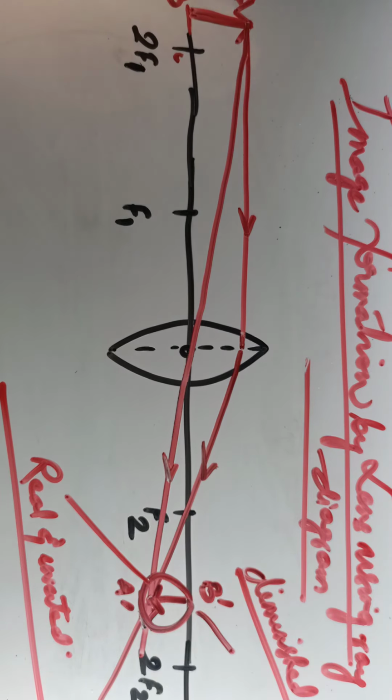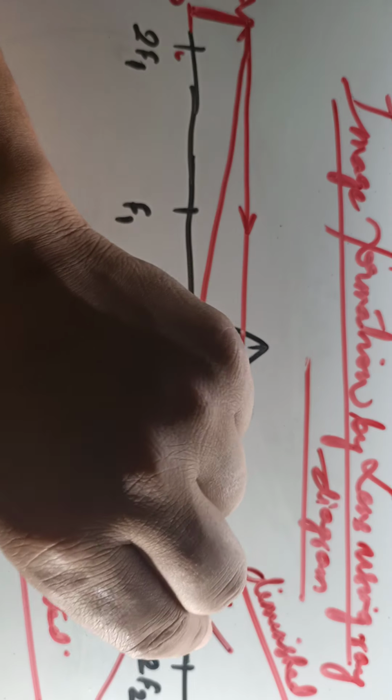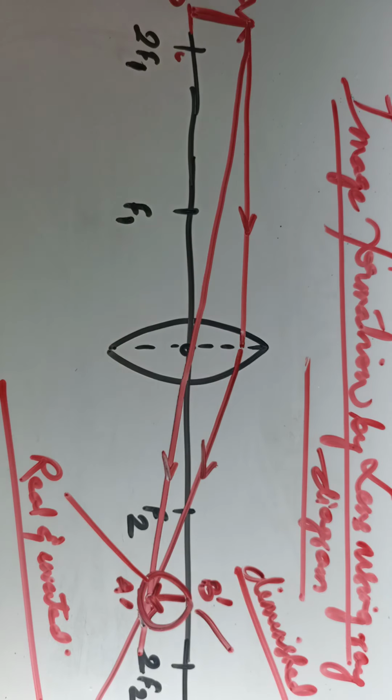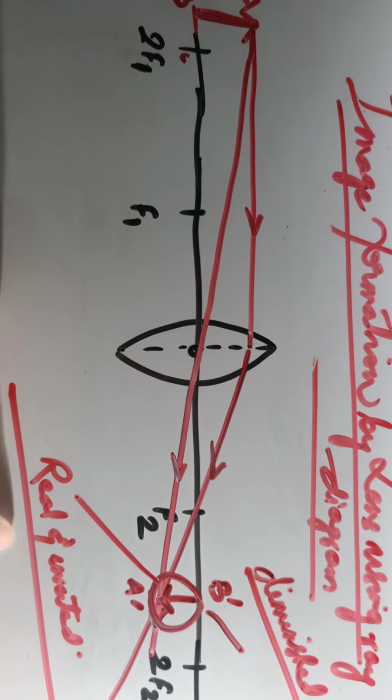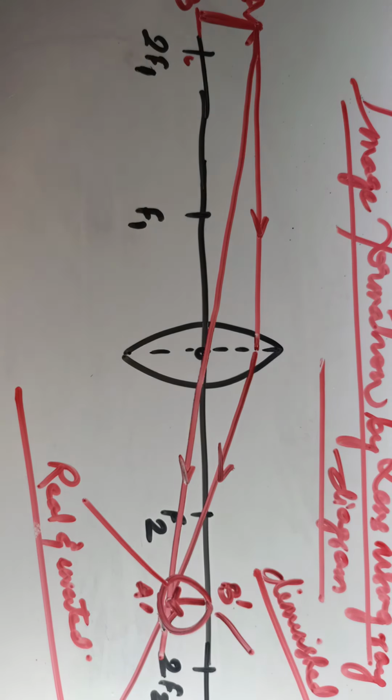So in case of a convex lens, if the object is placed beyond 2f1, or twice f1, or beyond the center of curvature, whichever you feel comfortable to understand, the image is formed between f2 and 2f2. The size of the image is smaller than the object, and also it is real and inverted. This is case 1.